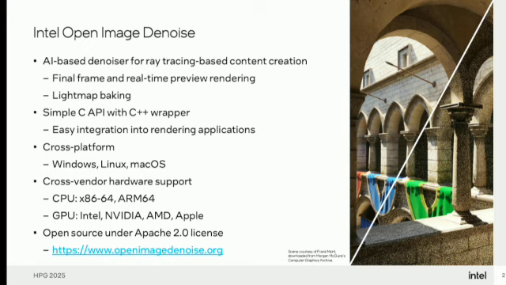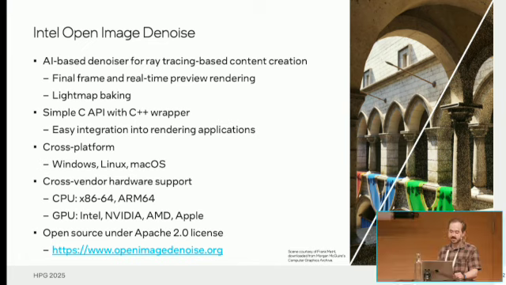So OpenImage Denoise is an AI-based denoising library which is primarily targeting content creation workflows, specifically final frame rendering and real-time previews as well. Additionally, it also has dedicated support for bake light maps. It has a minimalistic C API and C++ wrapper API as well, which makes the integration of the library quite easy. The library is cross-platform, supporting all the major operating systems that are being used in rendering nowadays, and it also has cross-vendor hardware support, running on x86 and ARM CPUs, and GPUs from Intel, NVIDIA, AMD, and Apple. And all this is available as open source under the Apache 2.0 license on GitHub.